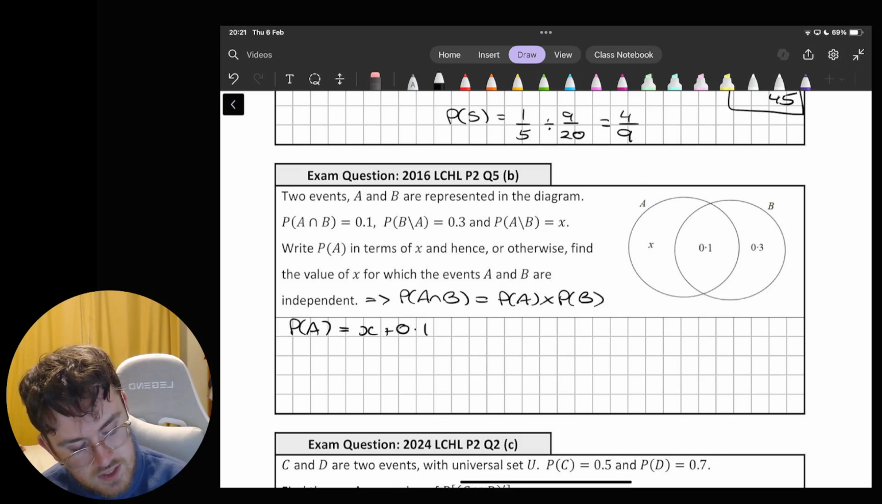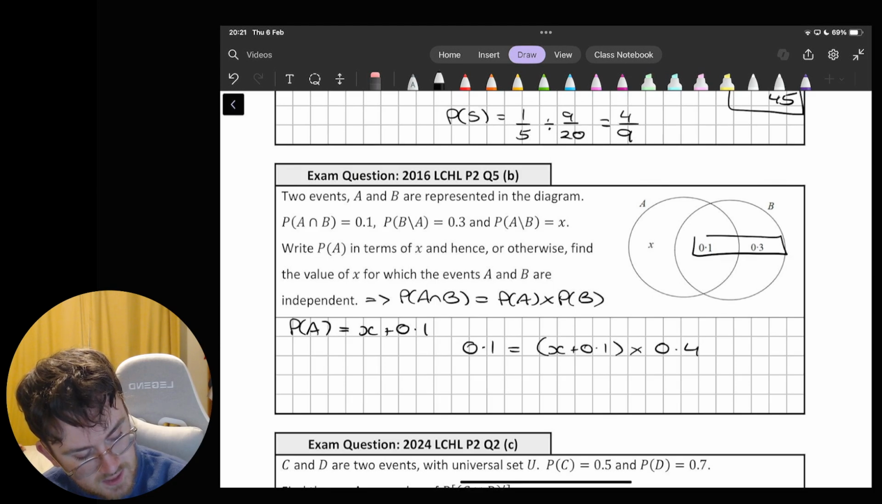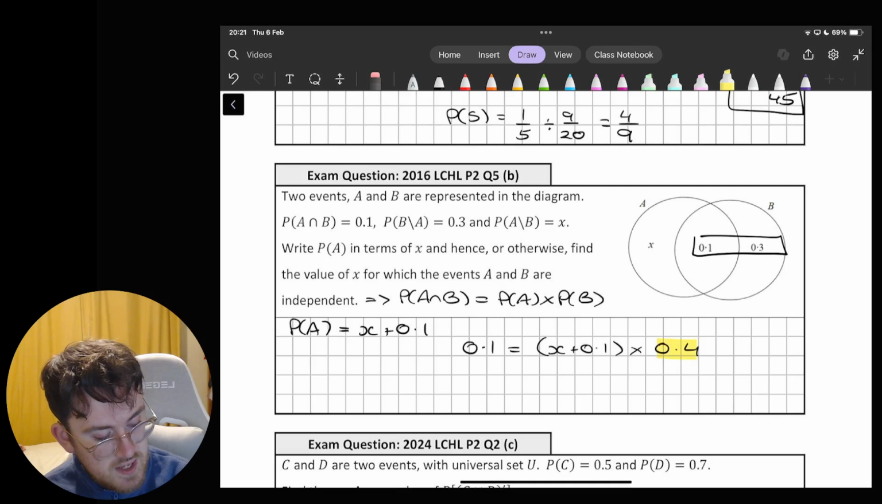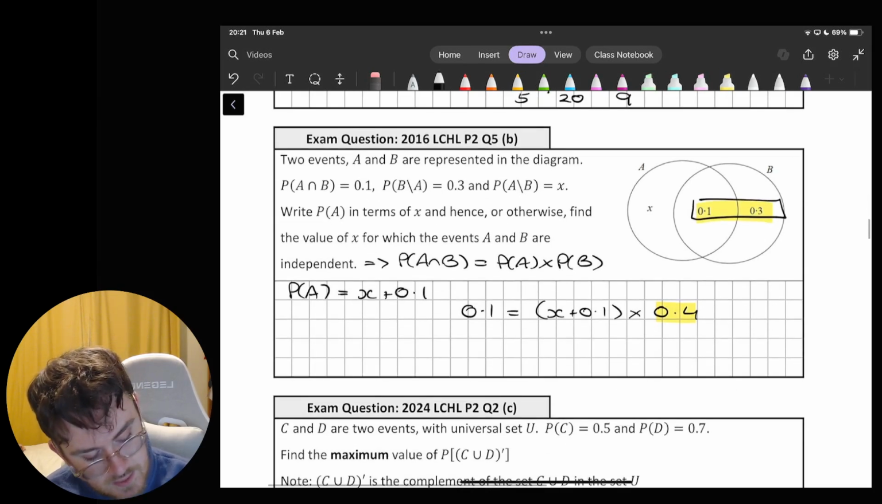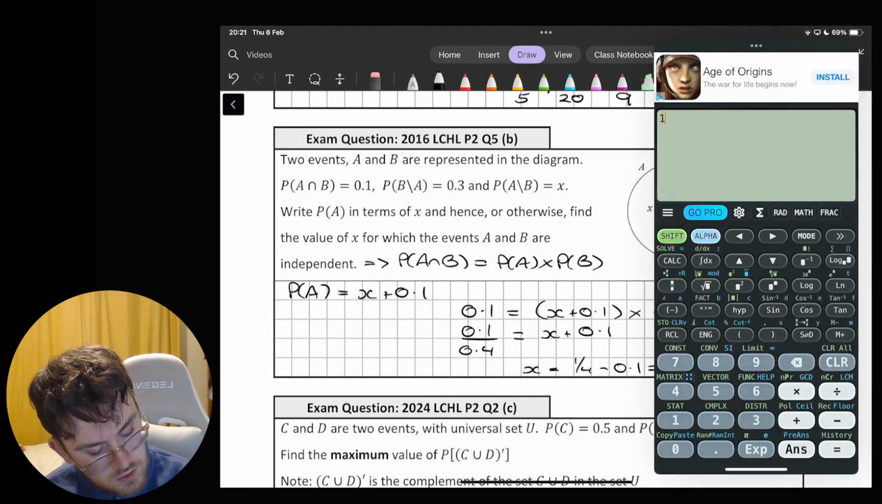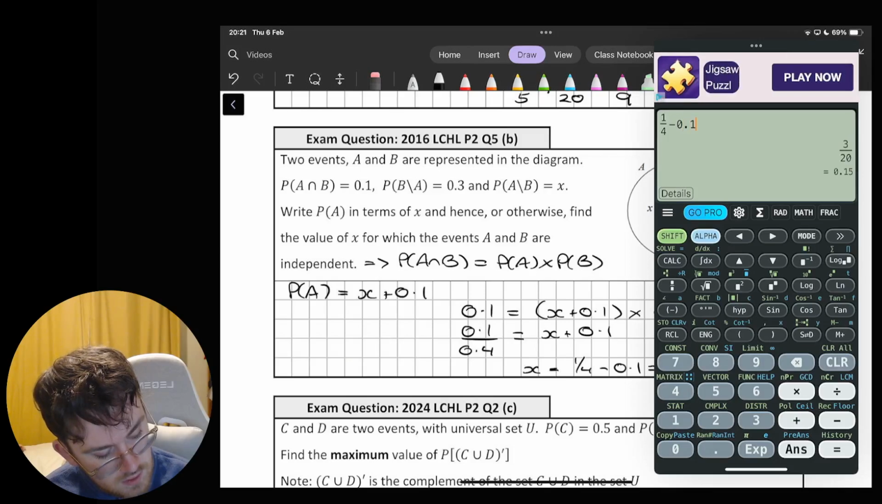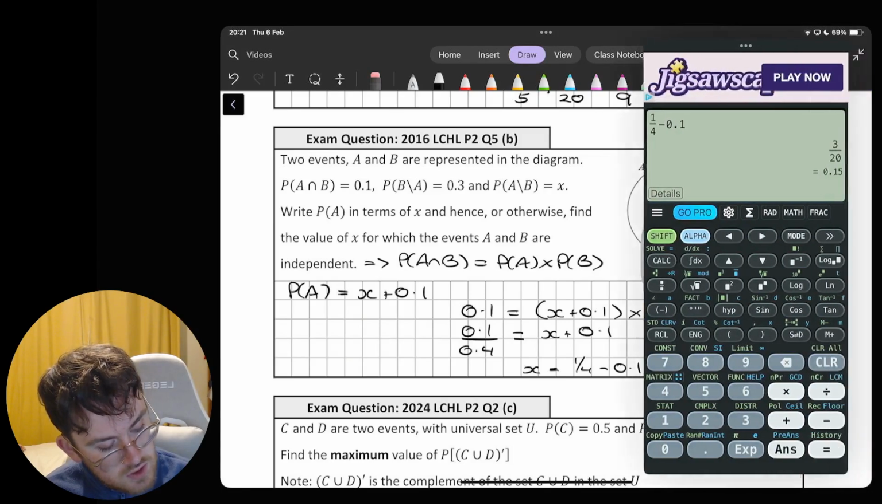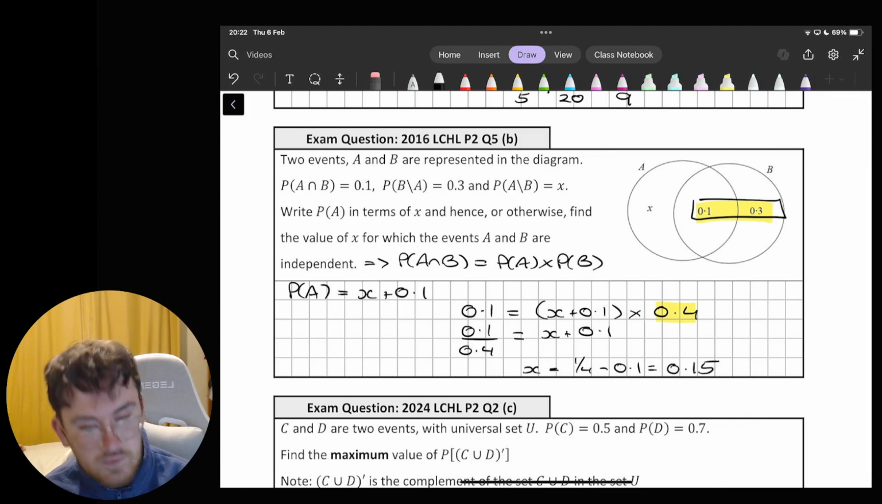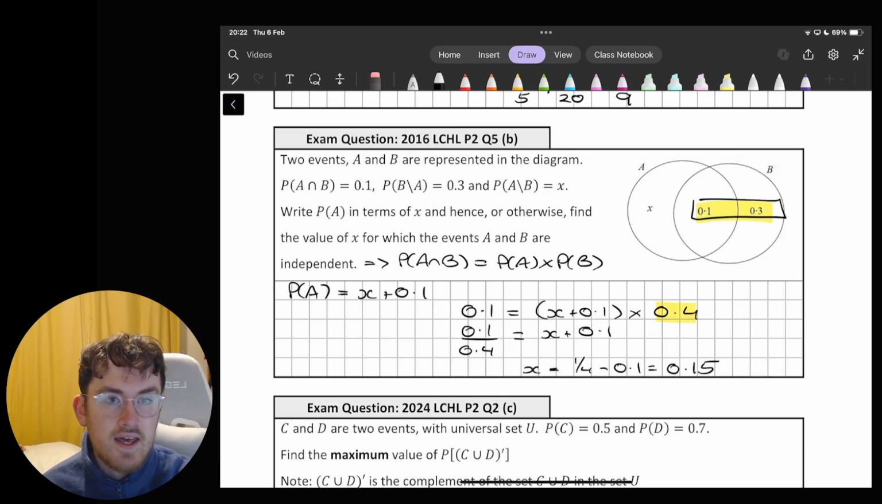We know a lot of these probabilities here, so I'm saying 0.1 is equal to x plus 0.1 times 0.4, taking all of this as the probability of B here, 0.4. Let's keep going. 0.1 over 0.4 is equal to x plus 0.1, which means x is a quarter minus 0.1, which will give me 3 over 20, or 0.15. So in order for those events to be independent, x must be 0.15.